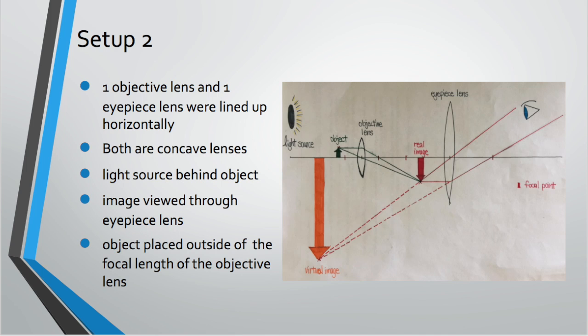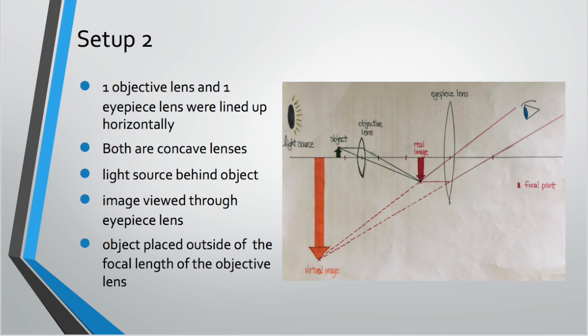Our second setup was very similar to the first setup. One objective lens and one eyepiece lens were lined up horizontally, and both of them were concave lenses. The light source was also placed behind the object, but the difference this time was the image was viewed through the eyepiece lens, and the object was placed outside of the focal length of the objective lens.